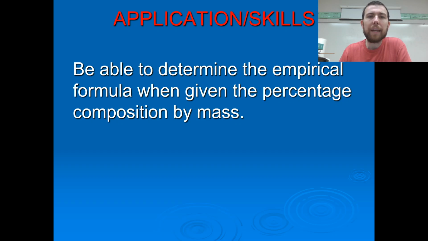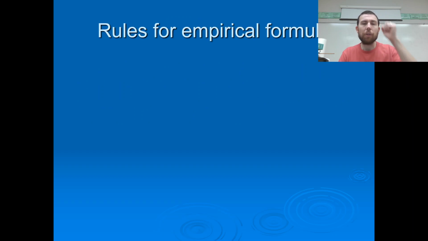So what we need to be able to do to figure out empirical formula is that when we're given percent composition by mass, or percentages by mass of elements that are in a compound, we should know how to tackle that and convert it over into a meaningful way so that we can determine the empirical formula. So I'm just going to give you guys kind of the rundown, the process which we use in order to determine the empirical formula.